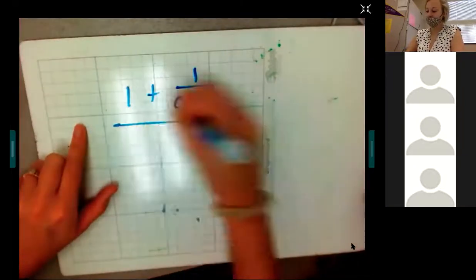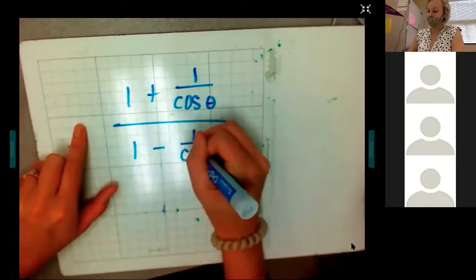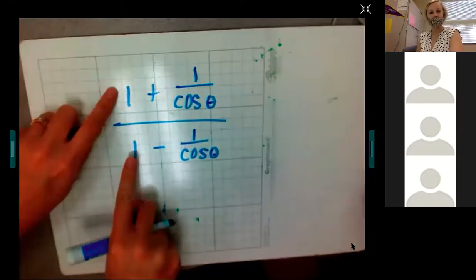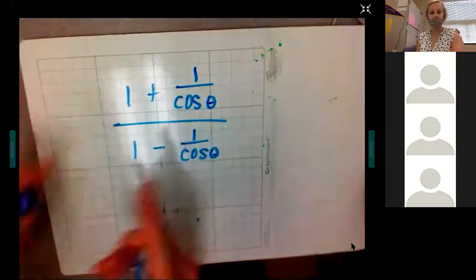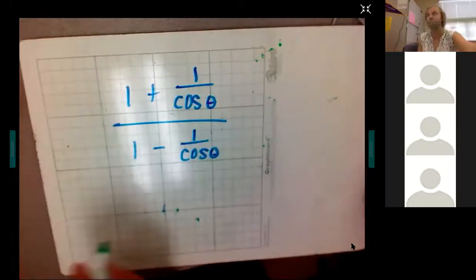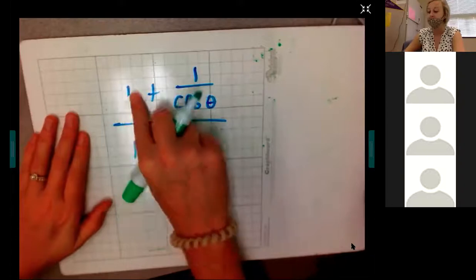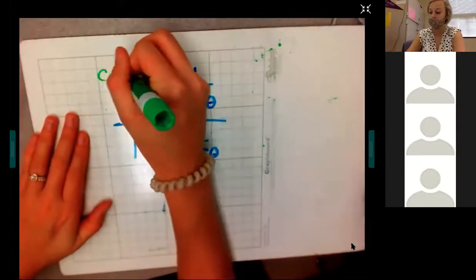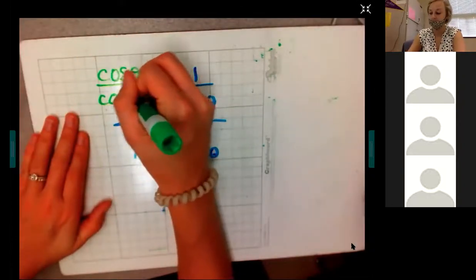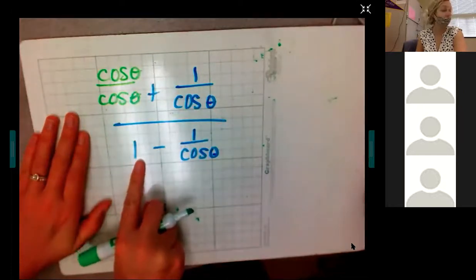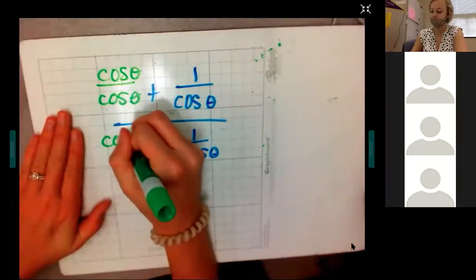So this way, I'm going to get a common denominator for these two so that I can add in the numerator and subtract in the denominator. So does everybody agree I can rewrite this 1 as cosine over cosine? And same thing down here, right? Okay, get a common denominator.